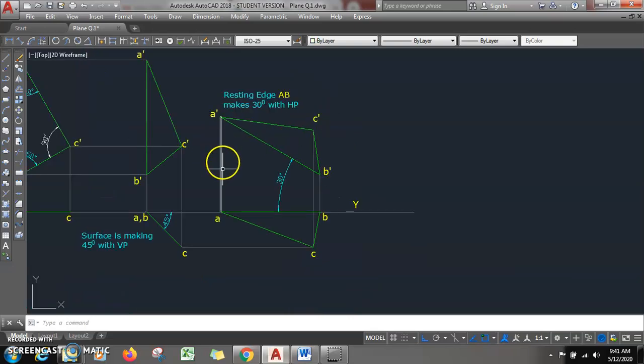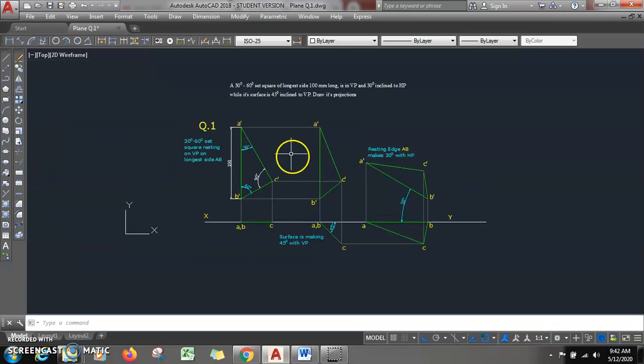Then draw projectors 1, 2 and 3, from AB 1 and from here 2. Locate all the points: this is point A, this is point B and this is point C. Join these points and you will get the top view.